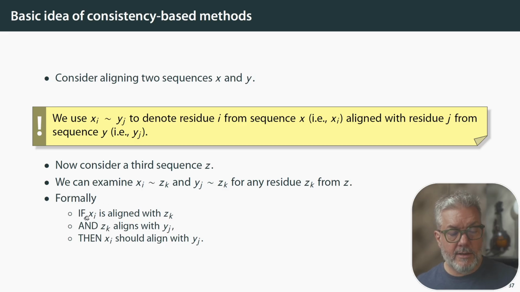So this is the formal idea of consistency at a very high level. If X sub I, that position, is aligned with Z sub K, and Z sub K is aligned with Y sub J, then that should influence us. That should say that X sub I should align with Y sub J. That's the basic idea. Things should be consistent.